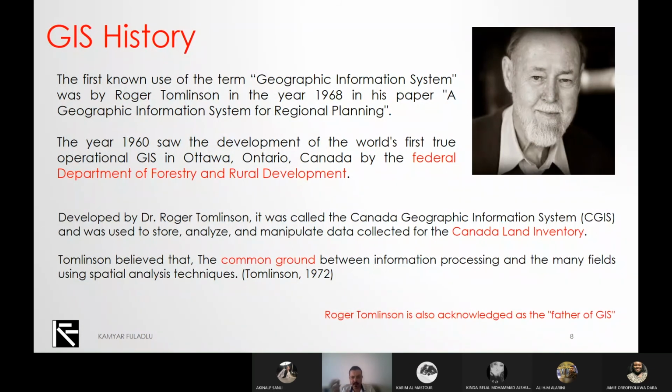There is actually a common ground in GIS between many different disciplines. If you remember, I stated in the previous session that GIS can be used between different fields and disciplines, because many fields use spatial analysis. So this spatial analysis technique is the common ground or common base among different disciplines.